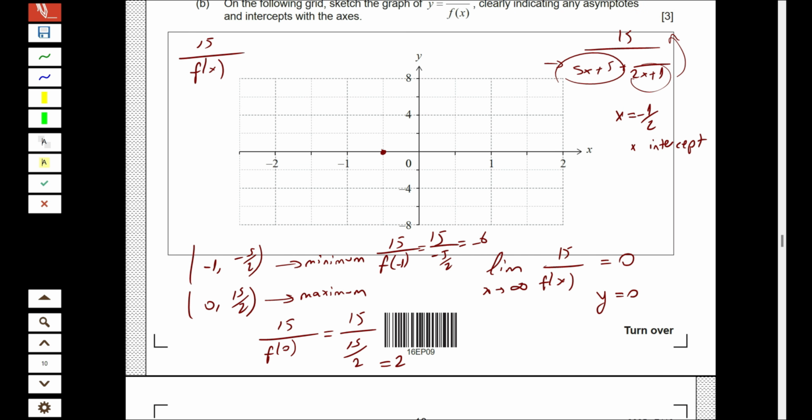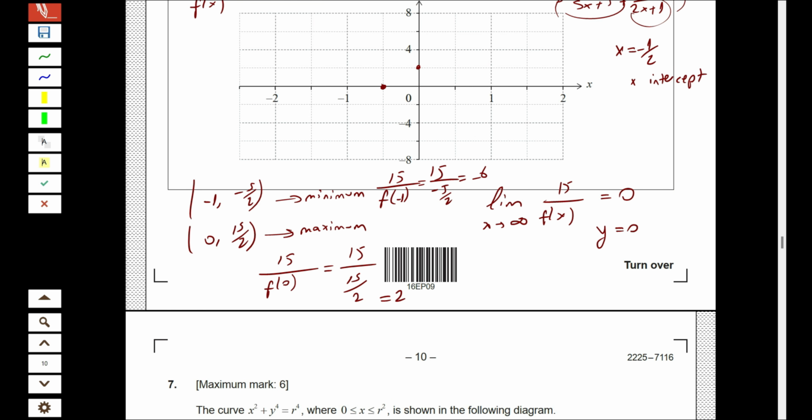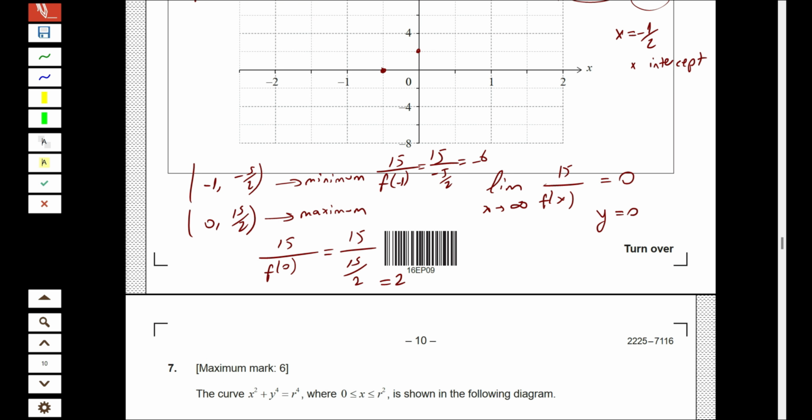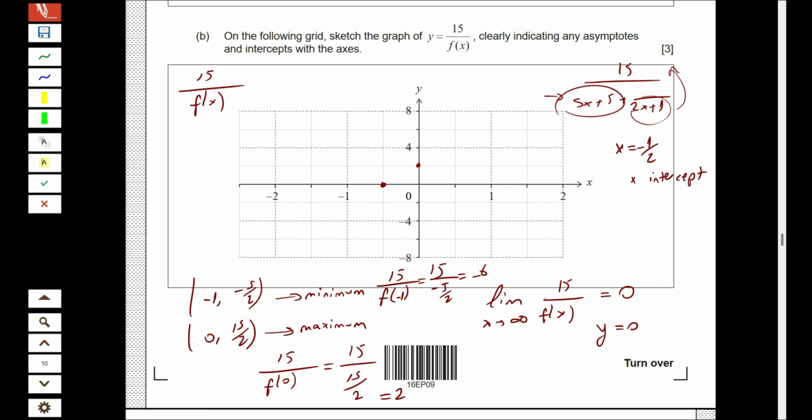minus 6. At the point 0, the function will pass through 2, and at the point minus 1, the function will pass through minus 6. The y-coordinate will be minus 6 in here. This is going to be the minimum point, and this one is going to be the maximum point. But I know that there is a horizontal asymptote, so it will not pass through the x-axis, but there is also a maximum point in here. In this case, the graph will continue like this.